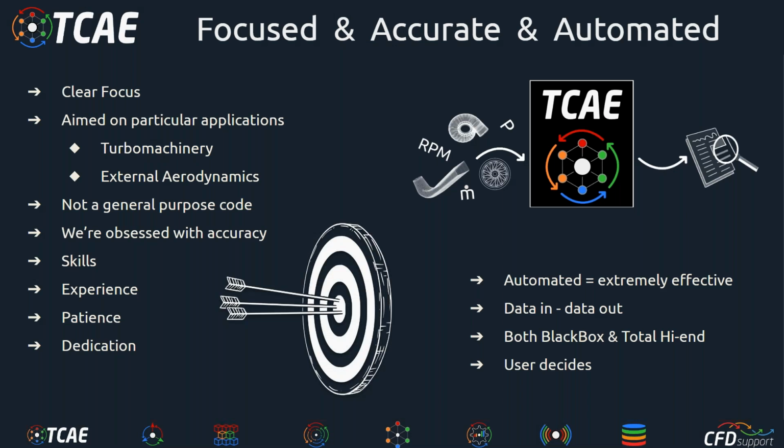TCAE is focused, and that means it can be accurate. Here's the trick. General purpose software is for everything, and it has to be robust, and then it loses accuracy. On the other hand, our software is focused on specific simulations, so we never say it's a software for everything. It's software for specific applications like turbomachinery applications and external aerodynamics, and it's really good in these simulations. You can find a lot of examples on our website, so we can talk about it a little bit later, or you can take a look yourself.